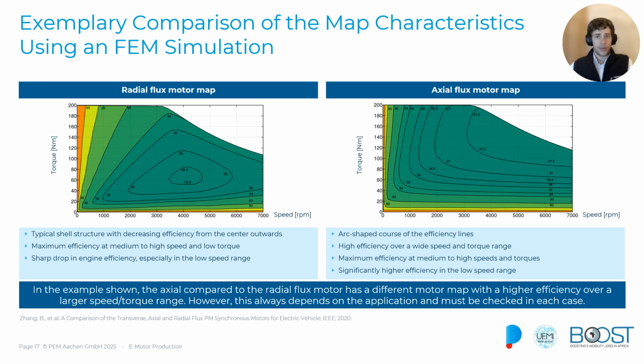However, the radial flux motor, we see a typical shell structure and show an efficiency of 94 to 96.5% in most operating points we are facing with electric vehicles. This again underlines why it depends on the application we are facing if it is beneficial to switch to an axial flux motor or not, like in today's market.